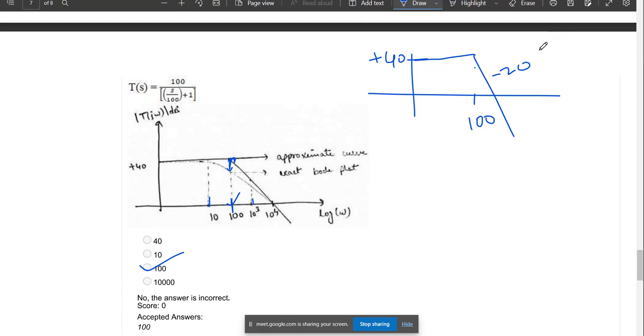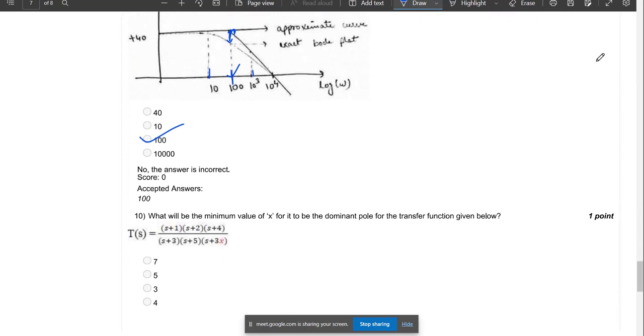Plus minus 20 dB per decade. Okay. Let's go ahead.